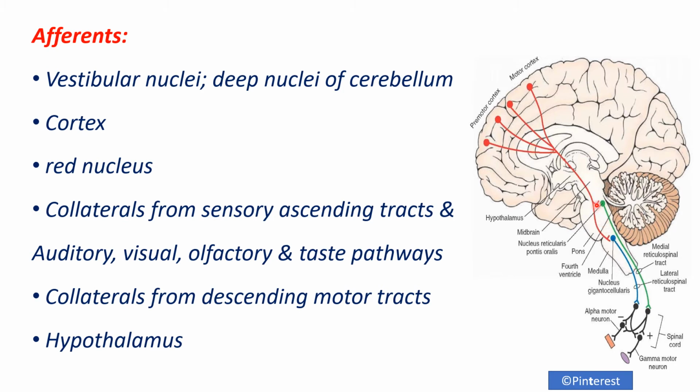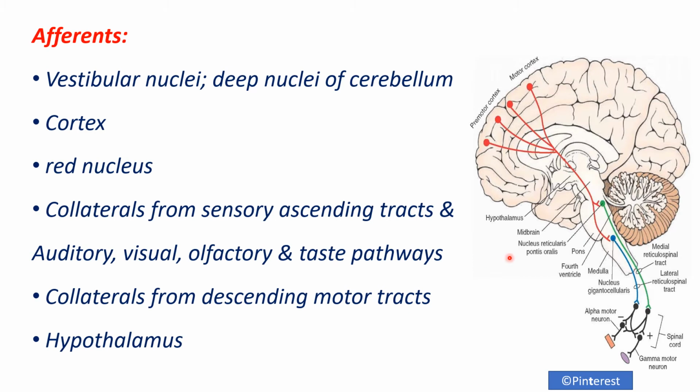The pontine reticular formation receives efferents from the vestibular nuclei, the deep nuclei of the cerebellum, and the red nucleus. It also receives collaterals, that is, branches from sensory ascending tracts. When the tracts ascend in the brainstem, they give fibers to this facilitatory reticular formation, like the spinothalamic tracts, the posterior column tracts, and also the auditory, visual, olfactory and taste pathways.